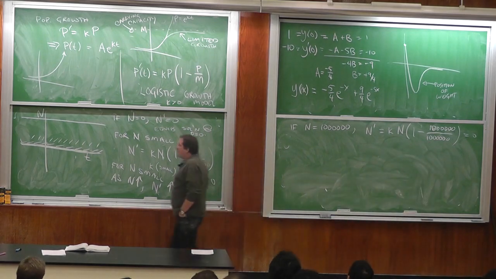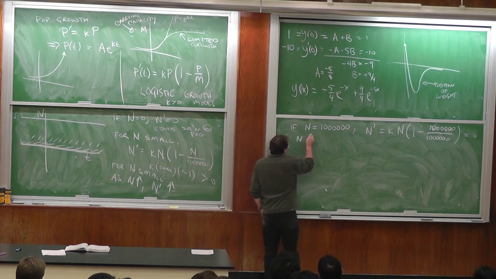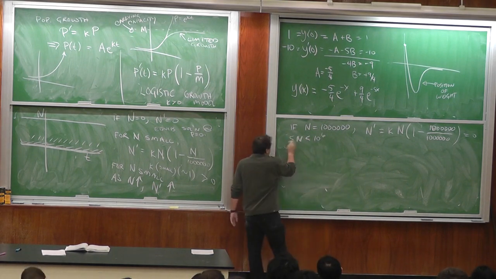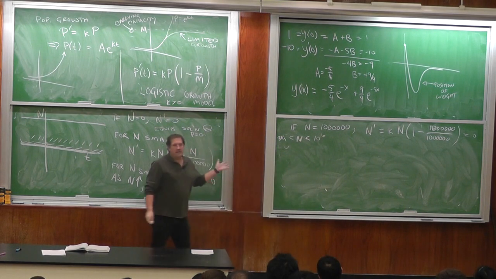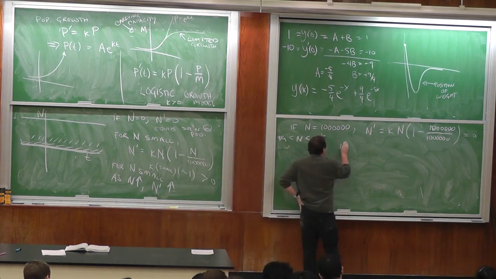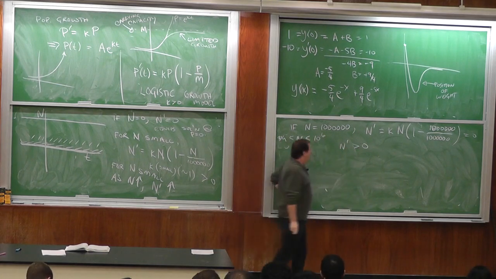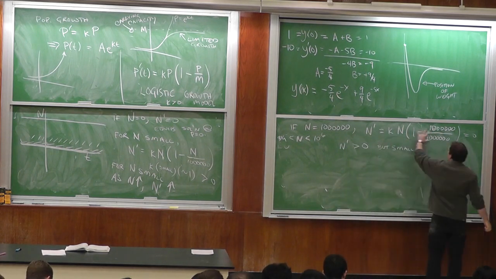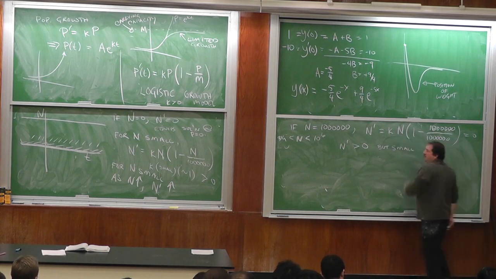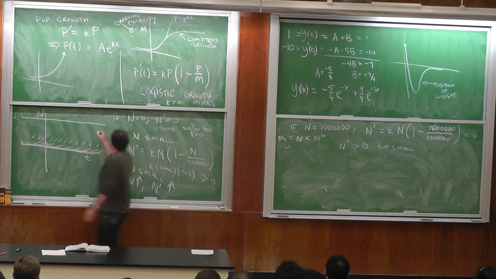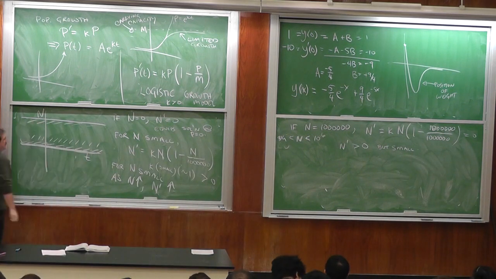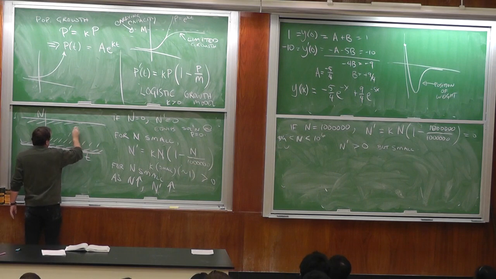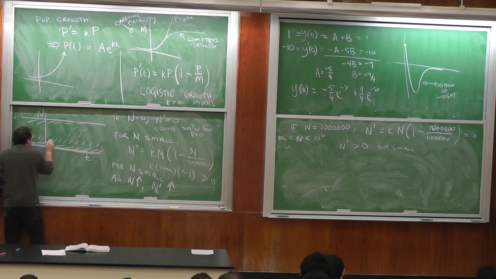And for n a little less than, how about we just write 10 to the 6? So for n big but less than a million, notice that n prime is positive but not very big. Because this number is very small, this number is big, but they cancel out, and then we have a constant here. So again, we have this kind of behavior. And in between, it grows, and then it falls off. So solutions will look like this.